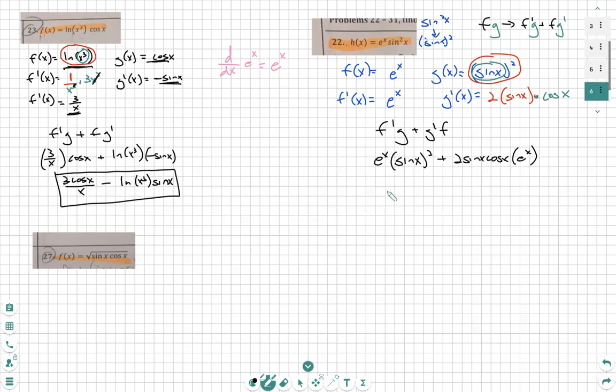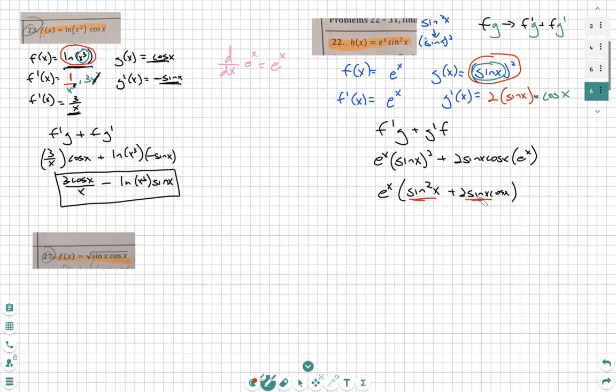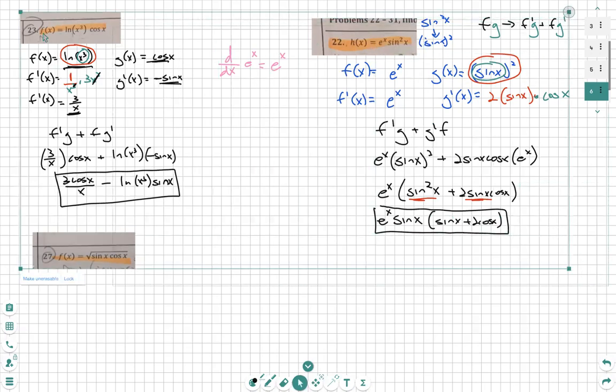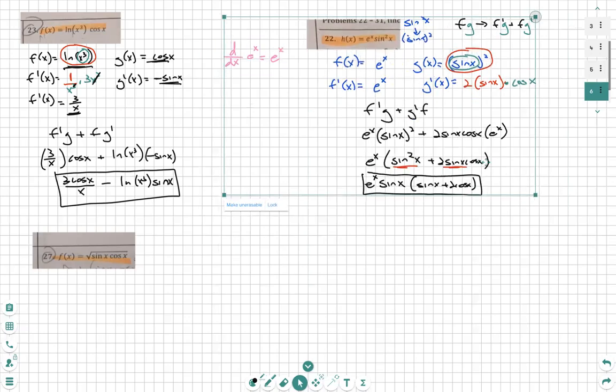They both have an e to the x, so I can pull that out first, right? It's 2 sine x cosine x. And then if you notice, they also both share 1 sine of x, so we can also pull out one of those. We'll get e to the x sine x, left with 1 sine of x plus 2 cosine of x on the inside. And that is that simplified. All right. Let's make that a little neater by making it a little smaller.